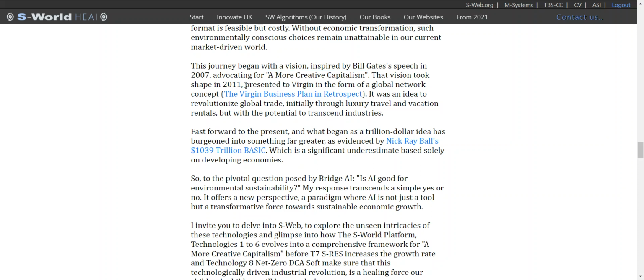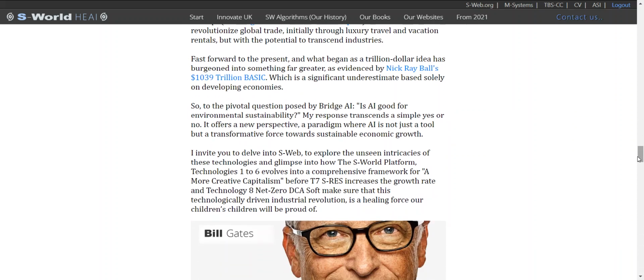It was presented to Virgin in the form of a global networking concept, and you can see that following that link. It was an idea to revolutionize global trade, initially through luxury travel and vacation rentals, but with the potential to transcend industries.